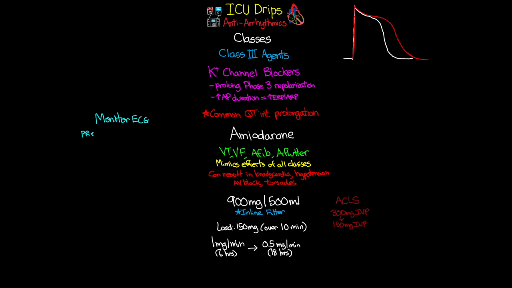You want to be watching your PR and QT interval, your QRS complex, and arrhythmia frequency. All right, so that's going to wrap up our class 3 agents. Now let's go ahead and move on to class 4 agents.